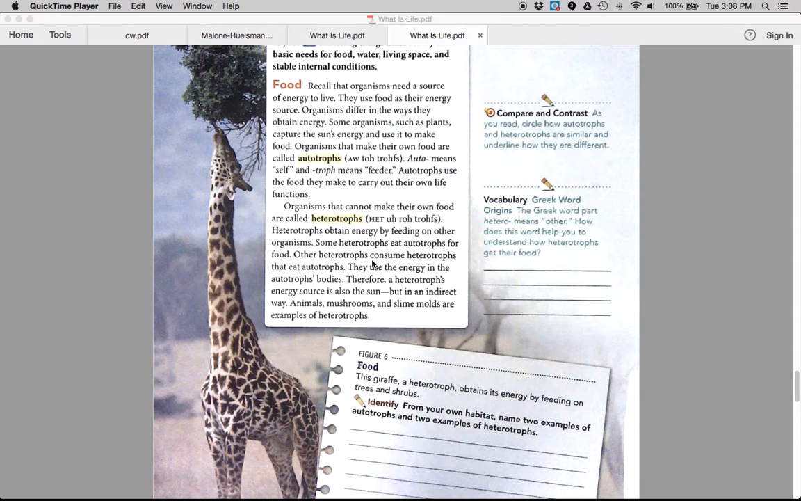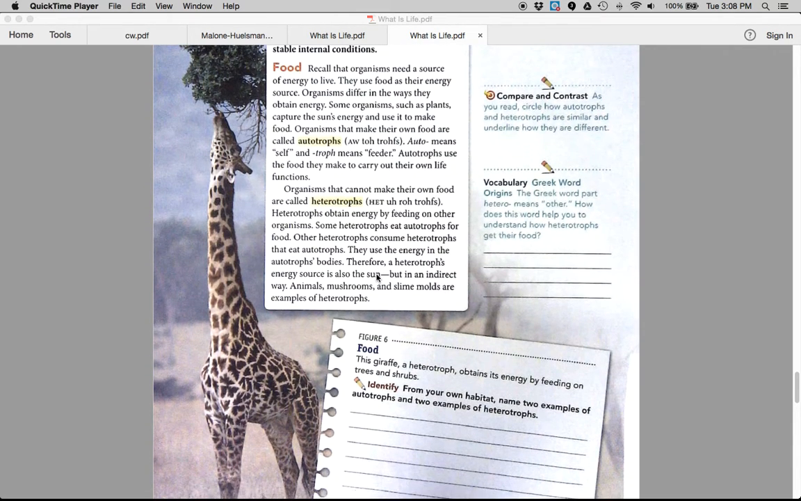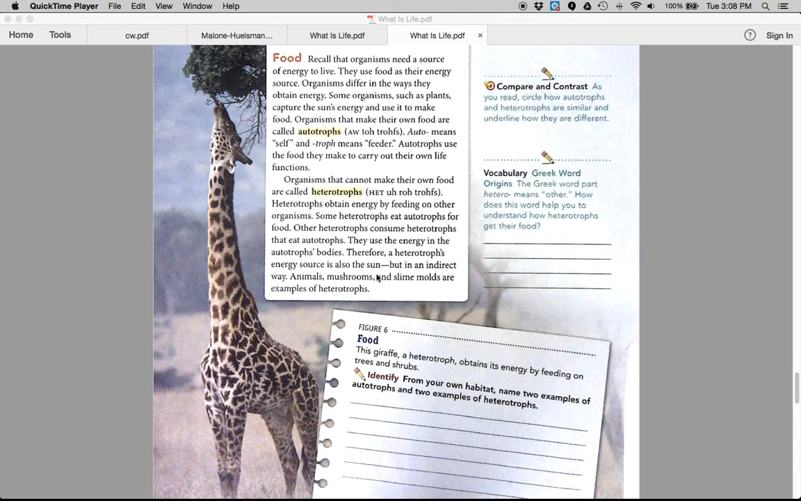Organisms that cannot make their own food are called heterotrophs. Heterotrophs obtain food by feeding on other organisms. Some heterotrophs eat autotrophs for food. Other heterotrophs consume heterotrophs that eat autotrophs. They use the energy in the autotrophs' bodies. Therefore, a heterotroph's energy source is also the sun, but in an indirect way.